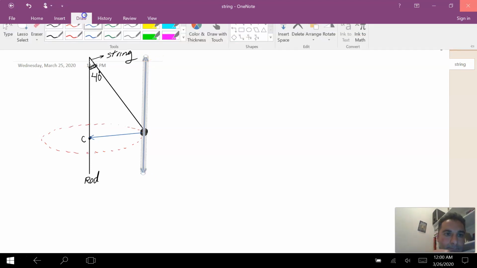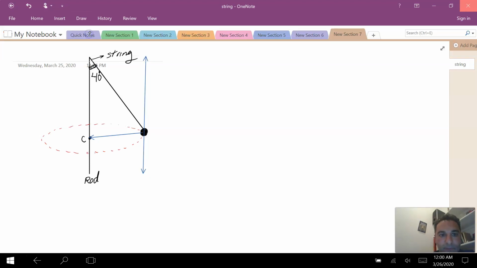Yeah, this is Z-axis, okay? So this is radial axis. This tangent axis is on the circle. Z-axis is up and down.